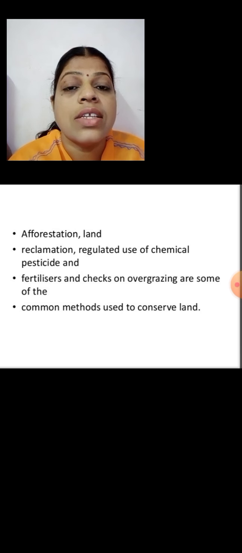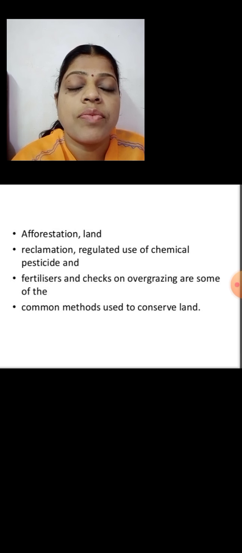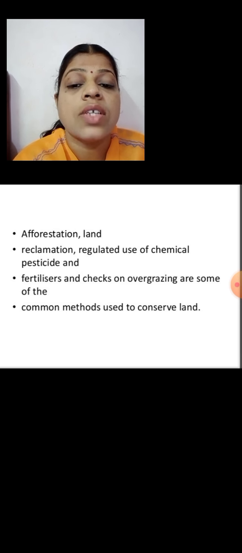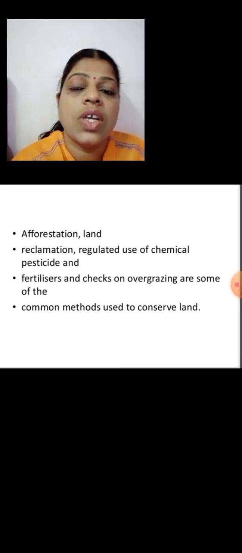Then the next one is land reclamation and regulated use of chemical pesticides and fertilizers. Nowadays we can see that organic fertilizers have been replaced by artificial fertilizers and chemical pesticides, and thereby, children, have you thought about its repercussions? What are they? Yes, it contaminates the health conditions of human beings. So excessive use of fertilizers and chemicals should be strictly controlled, and thereby we can save our present generations as well as the future generations.